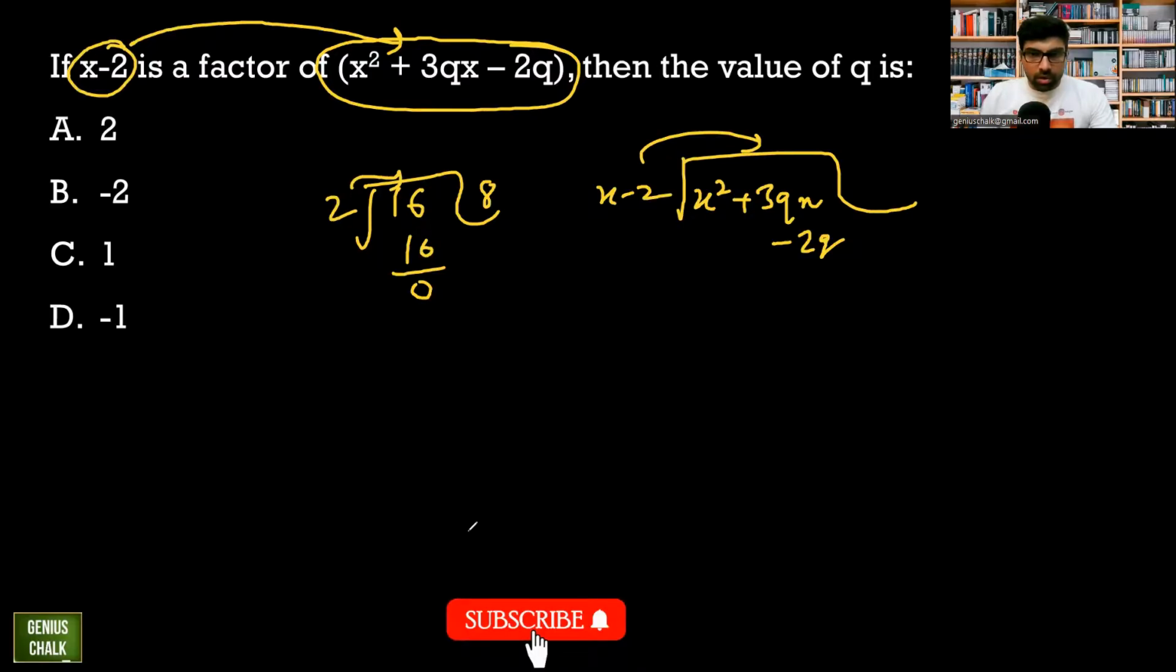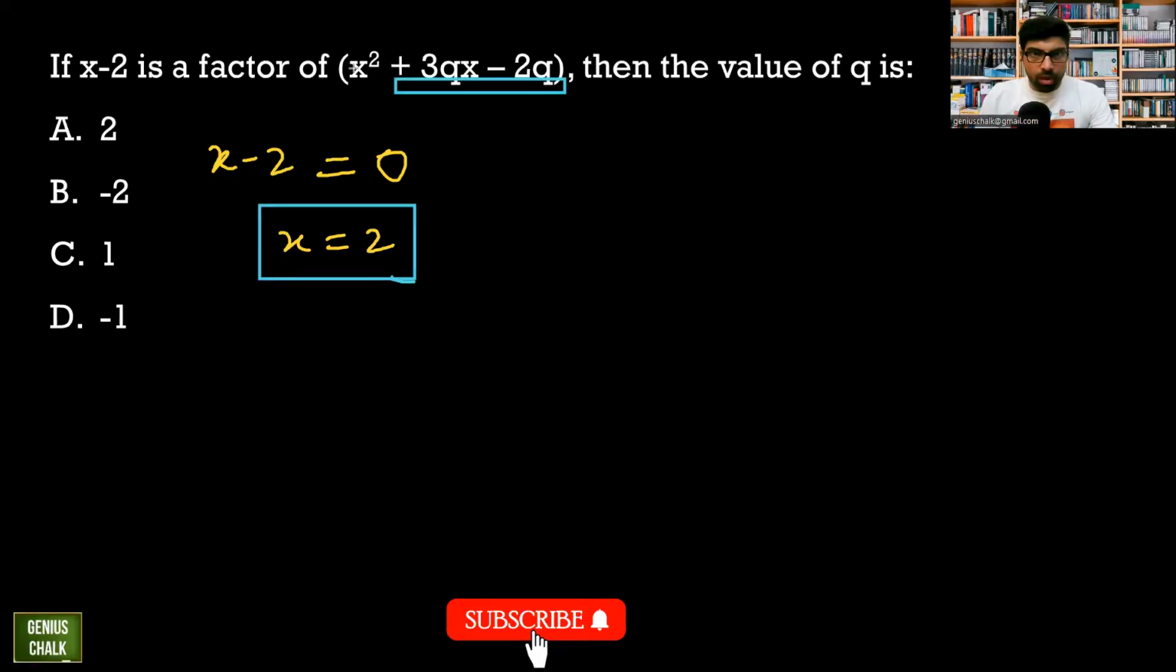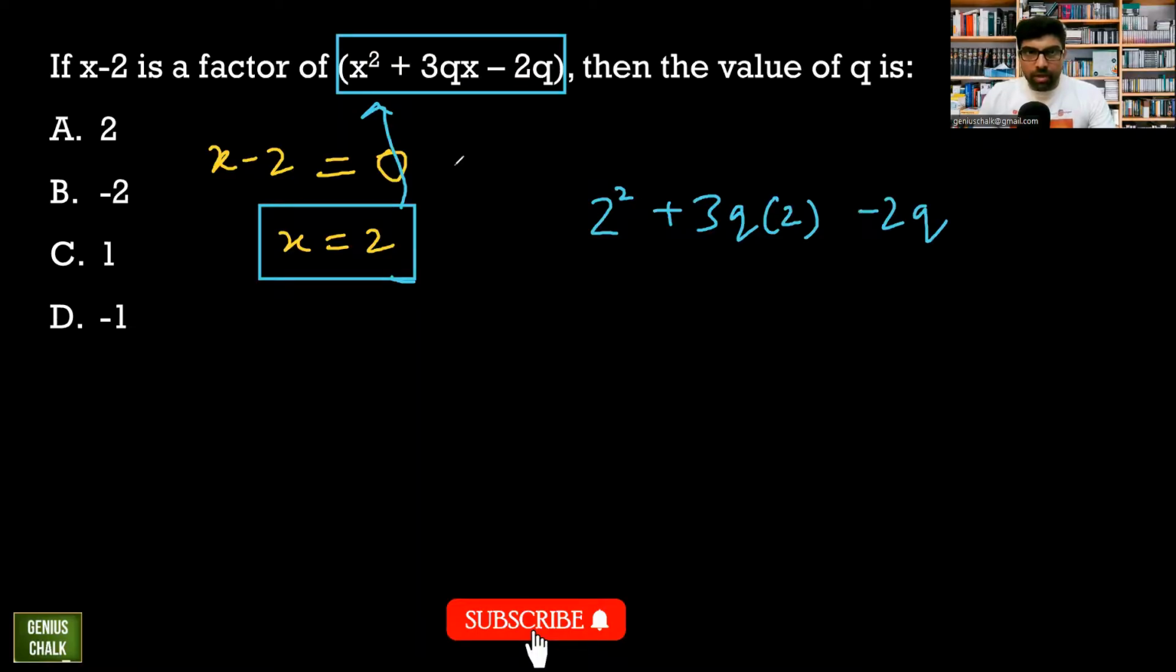The same thing. So here x minus 2 is a factor. If we talk about polynomials, x minus 2 is a factor. That means x minus 2 must be equal to 0. So the x value 2 will always satisfy this given equation. So you put the x value 2 in the given equation and have your answer. So put x equal to 2 here. It will be 2 square plus 3q into 2 minus 2q, and since it's a factor, it will be equal to 0.